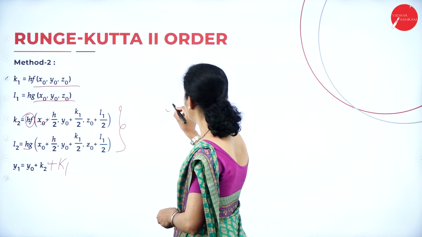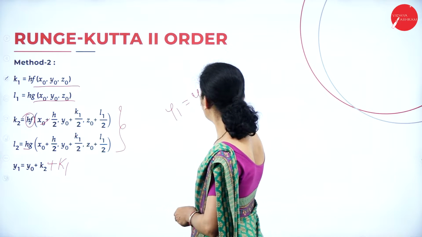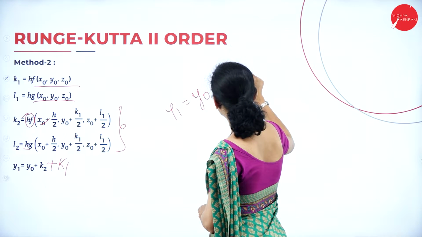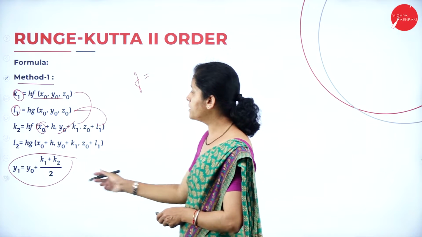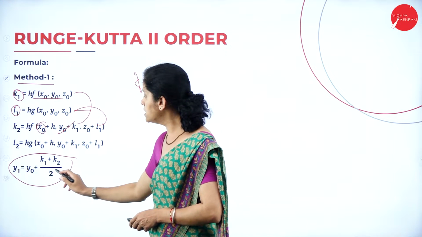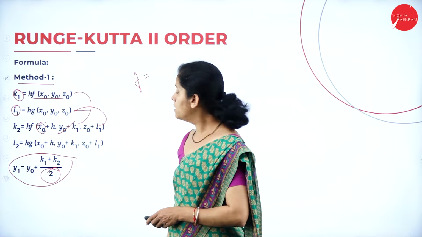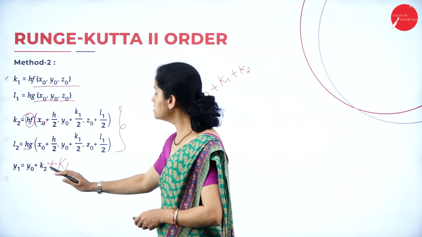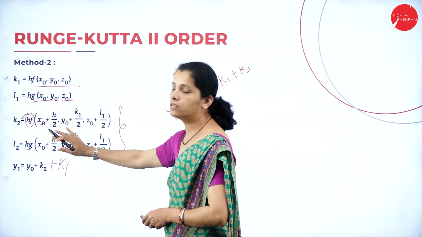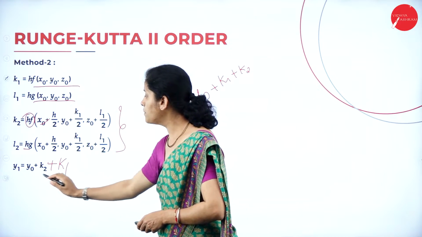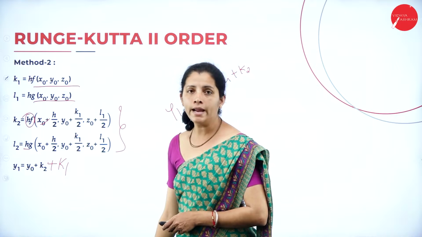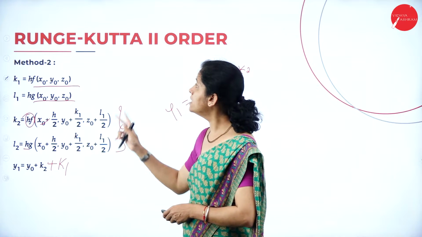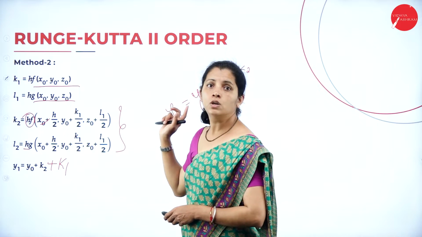And y1 is nothing but y naught plus K1 plus K2. In the previous method, it is divided by 2. But here I am not dividing by 2 because I am already dividing each term here. For that reason, I am not going to divide by 2. Okay, these are the two methods used for Runge-Kutta order 2.